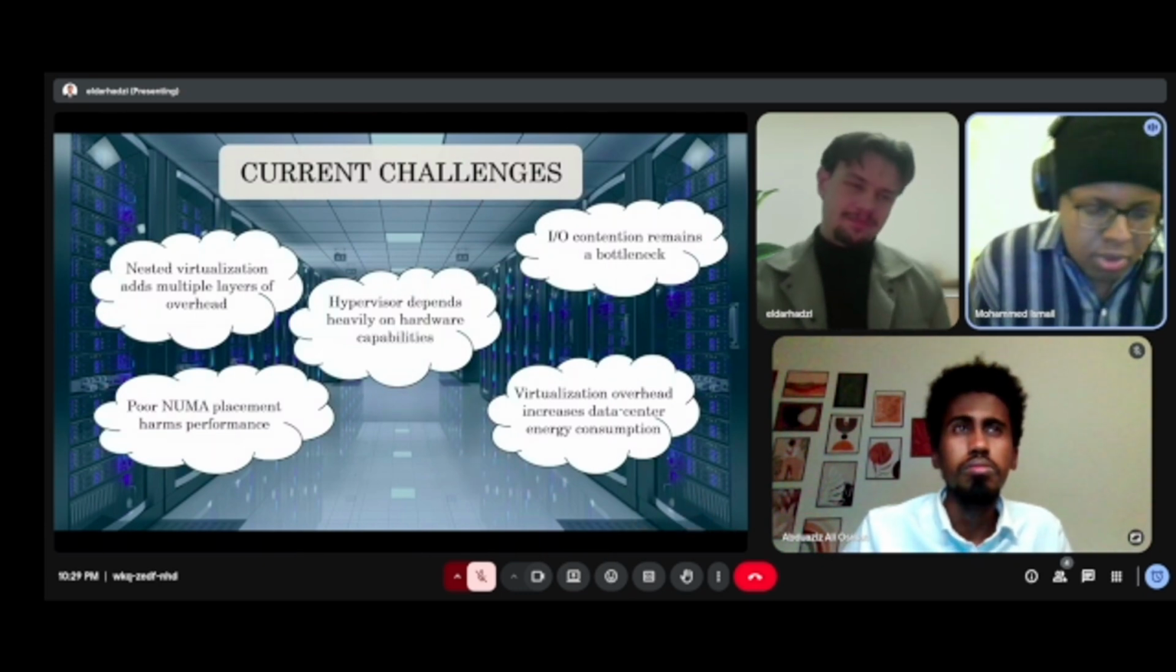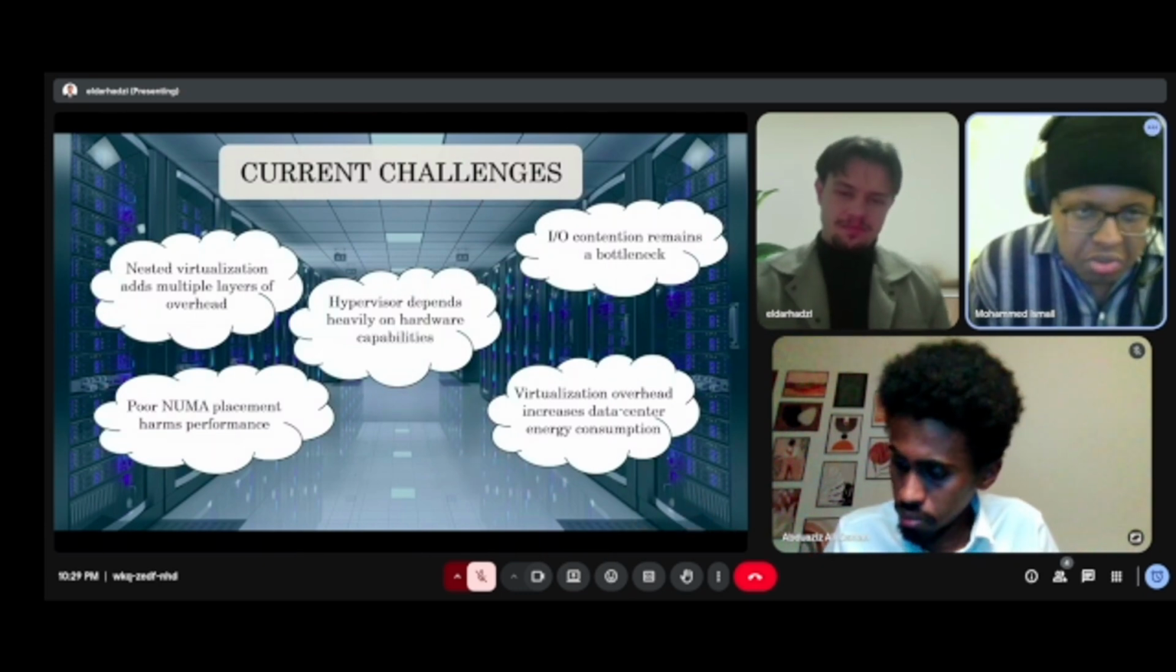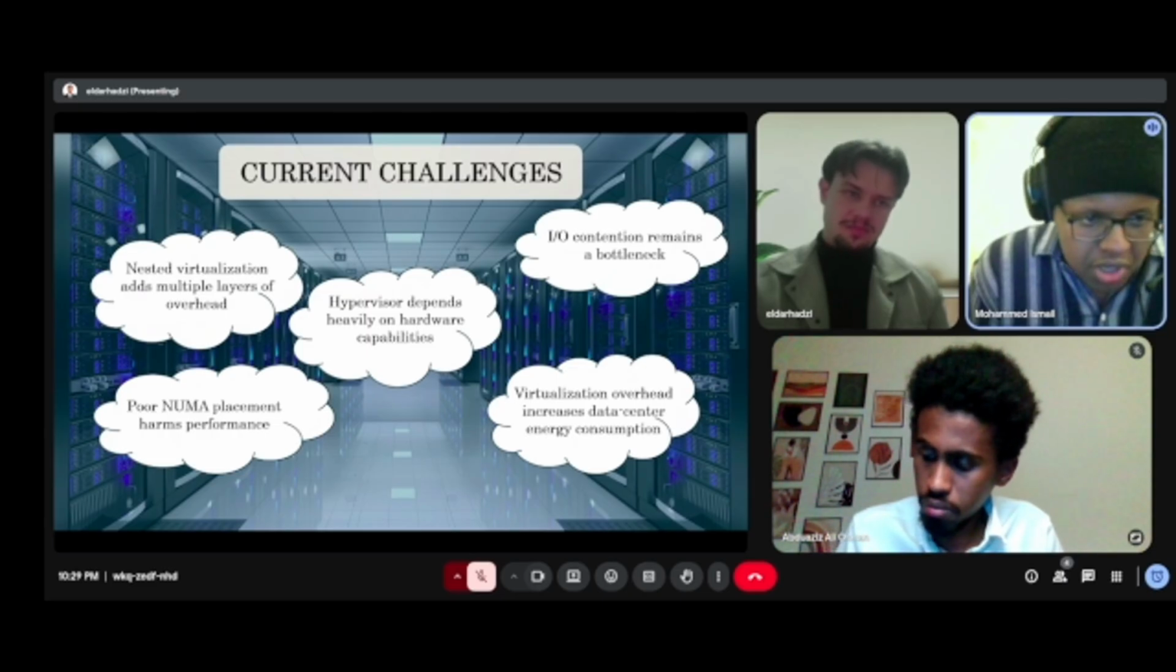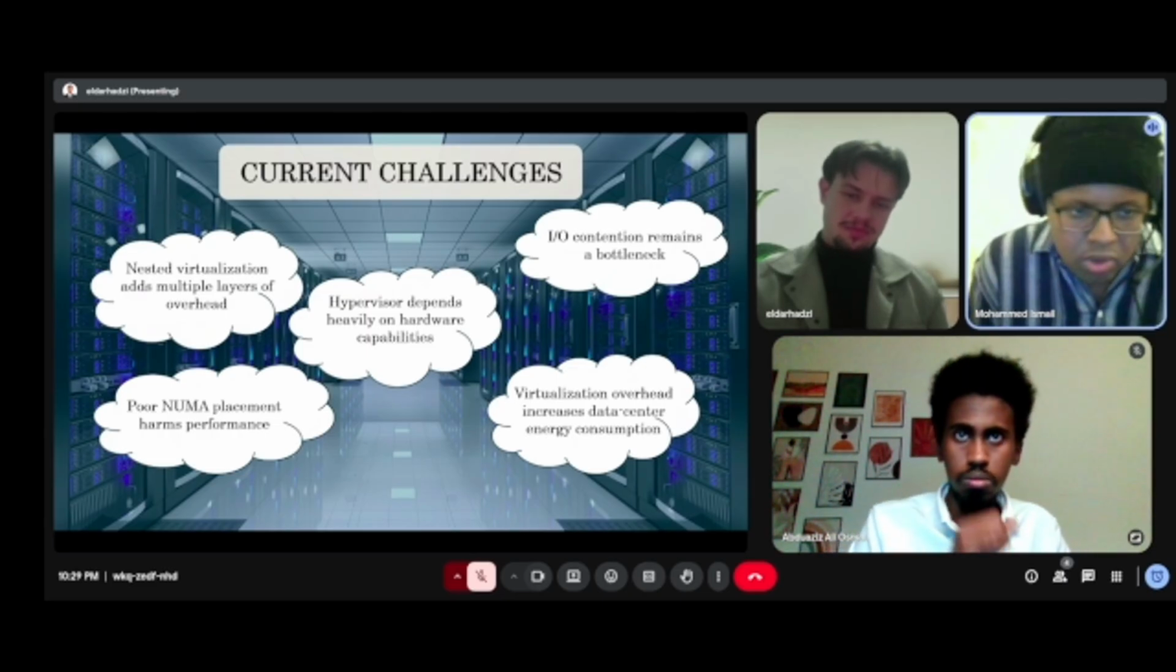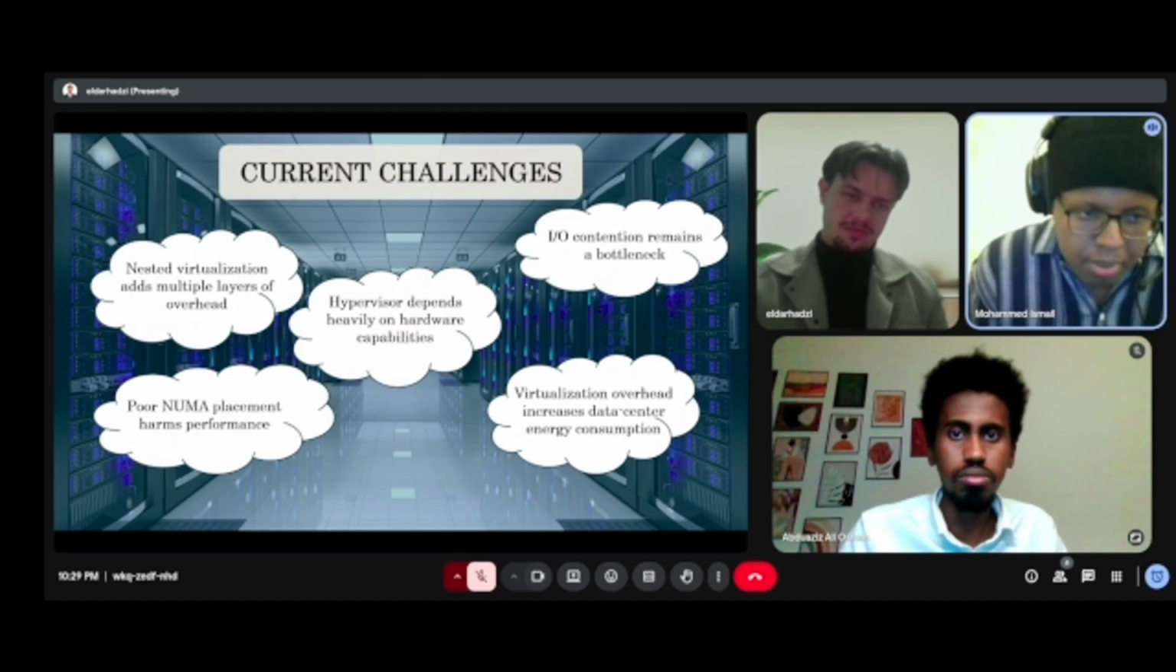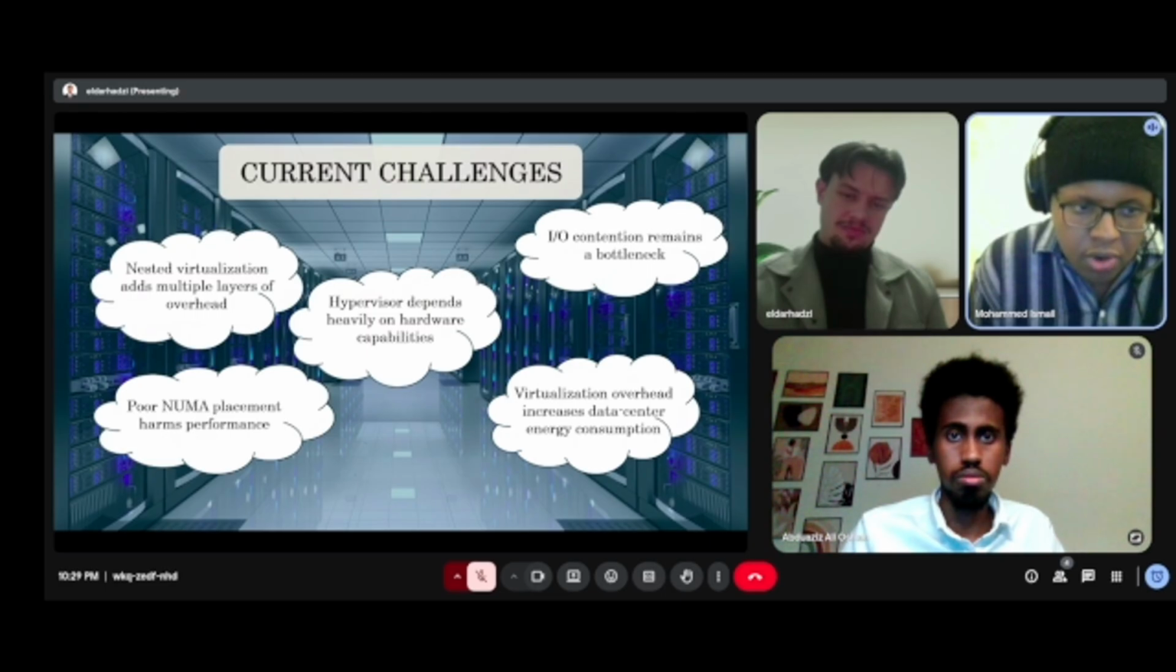And now we'll be talking about the current challenges. Nested virtualization adds multiple layers of overhead. Poor NUMA placement harms performance. IO contention remains a bottleneck, and hypervisors depend heavily on hardware capabilities. And finally, virtualization overhead increases data center energy consumption.